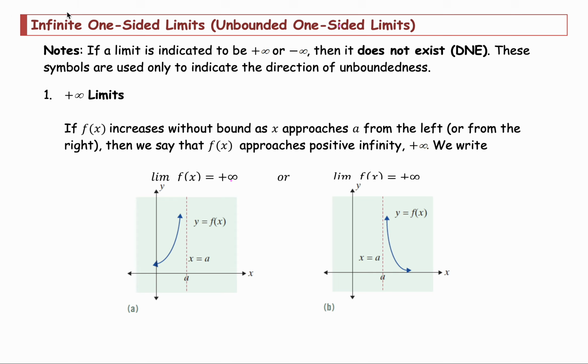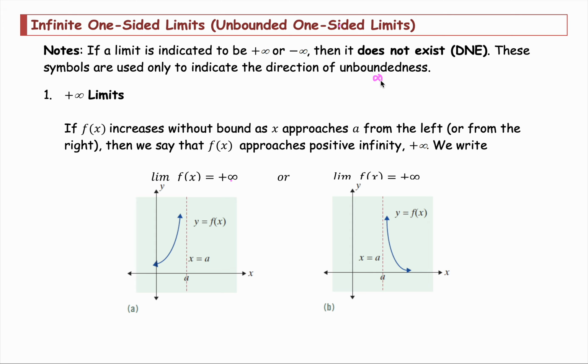In this video, we are going to look at the infinite one-sided limits, or another way we call it unbounded one-sided limits. If a limit is indicated to be either positive infinity or negative infinity, then it does not exist. These symbols are used only to indicate the direction of the unboundedness or infinity.